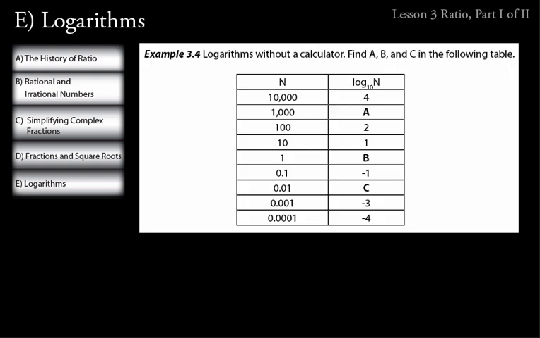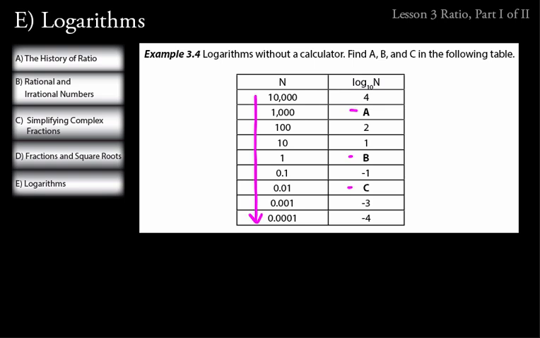Here's another example, 3.4, another logarithm without a calculator. Find A, B, and C in the following table. Okay, so here's A, here's B, here's C. Figure out what those are. So we have log base 10. So let's just look at the pattern here. It goes from 10,000 to 1,000. It's going down by a factor of 10 every time.